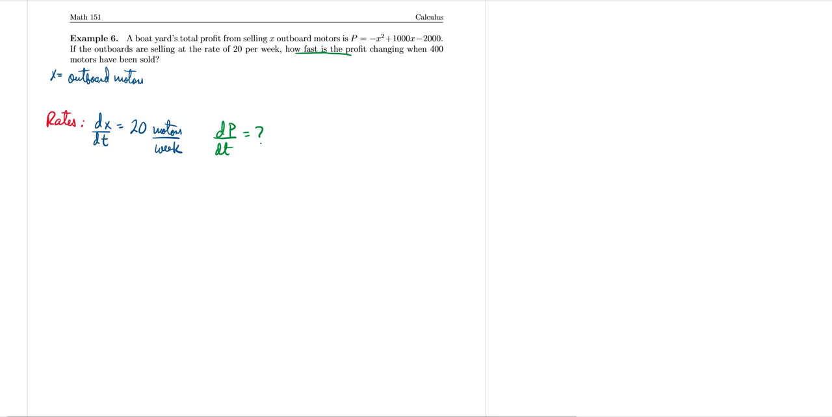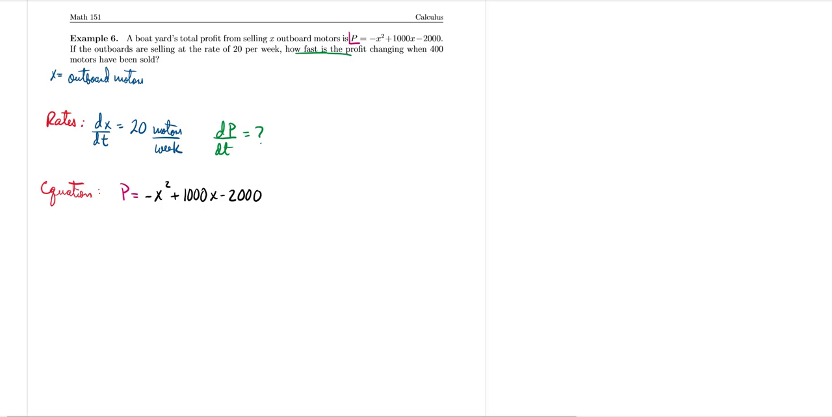So let's see if we can come up with an equation that relates the outboard motors to the profit. But lucky for us, there is no need to do that because we already have the equation right here. The equation that relates all of that is P equals negative x squared plus 1,000x minus 2,000.